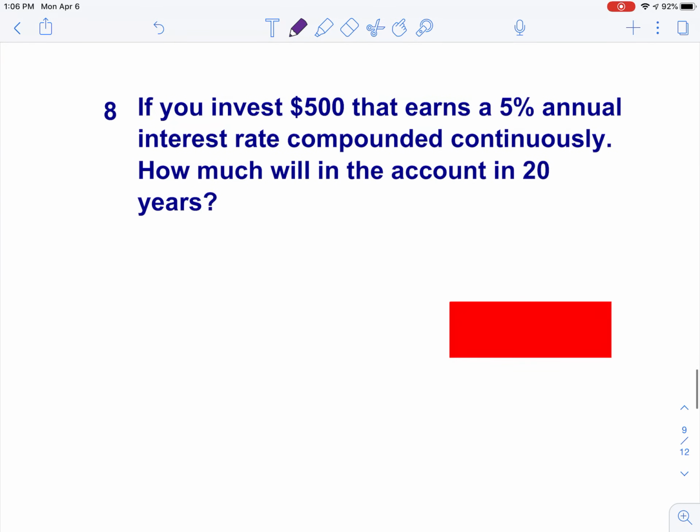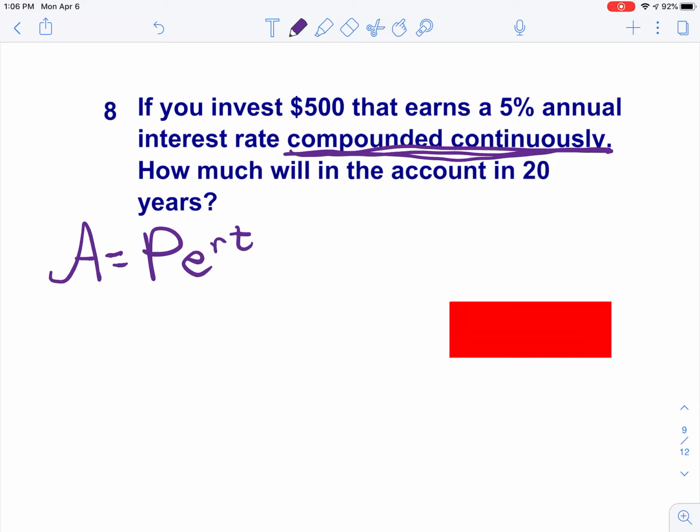Number 8. If you invest $500 that earns a 5% annual interest rate compounded continuously, that is big. You should know compound continuously is automatically a PERT. How much will be in the account in 20 years?